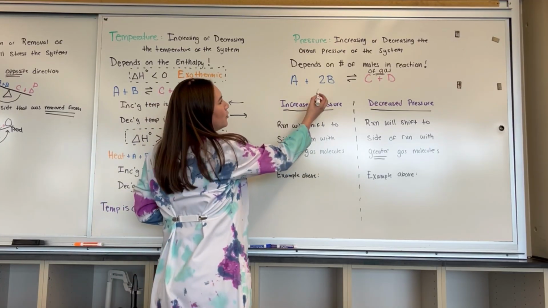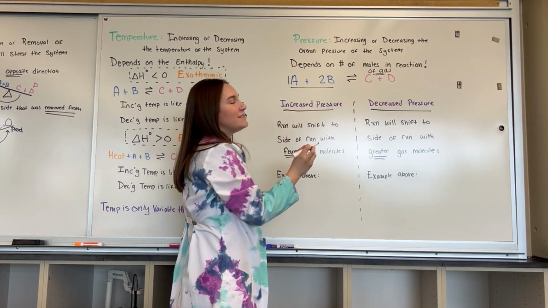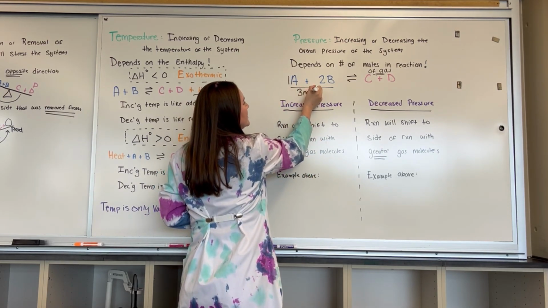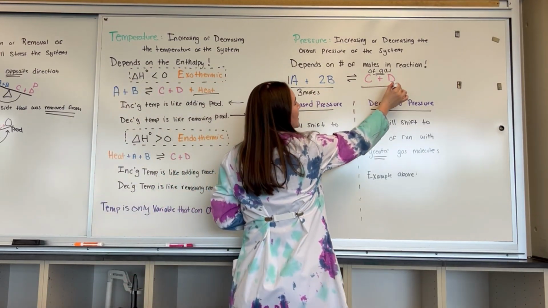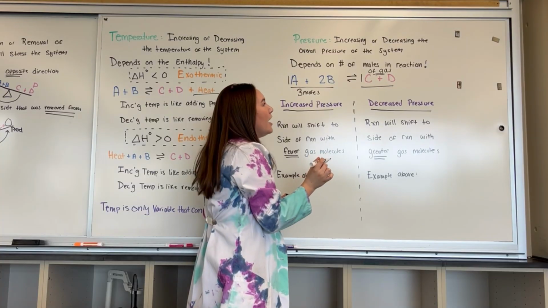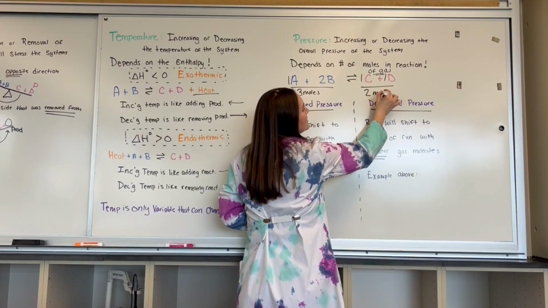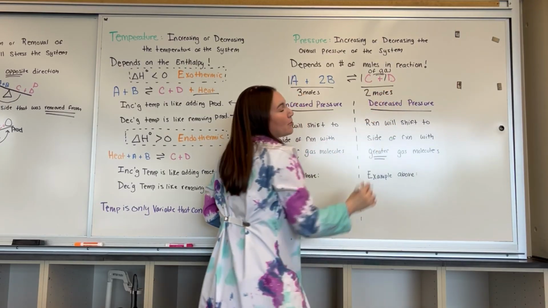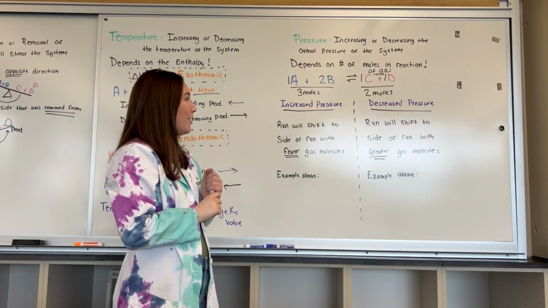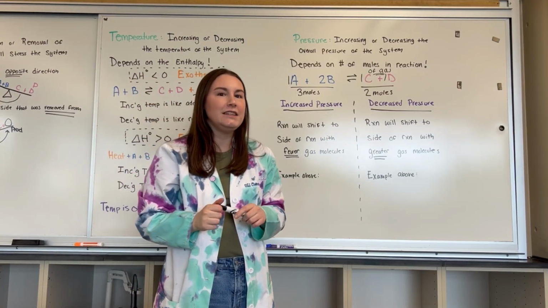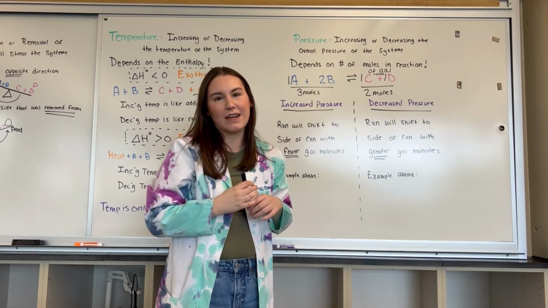So if we look at the number of moles of gases here, I have 1 mole of gas of A, 2 moles of gas of B, so I have 3 moles of gas on my reactant side. And on my product side, I have 1 mole of gas C and 1 mole of gas D, so that sums to 2 moles of gas on my product side. Okay, so we do need to be able to count the number of moles of gas on either side of our arrow there. So when it comes to increasing and decreasing the pressure, we need to take into account the number of moles on either side of those arrows.